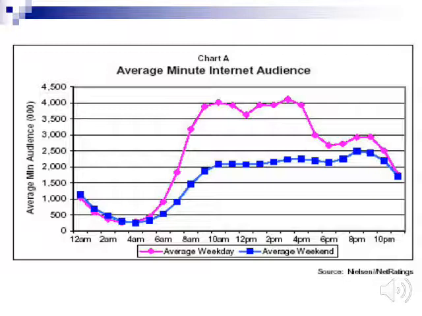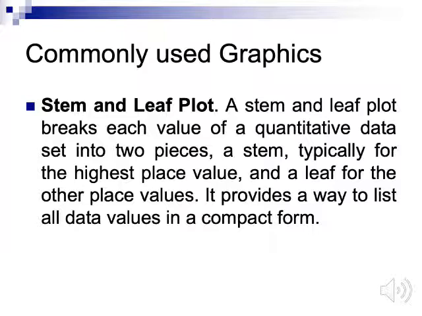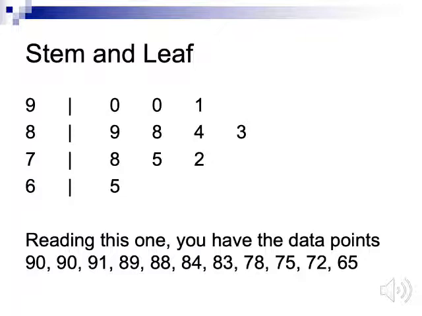Then you have the stem and leaf plot. This is not the common one, because you will have to take note that in the stem and leaf plot, you have here the stem, so that is the first number. So when you're going to read this one, it's 90, 90, 91, 89, 88, 84, 83, 78, 75, 72, 65. That's how a stem and leaf plot is used.